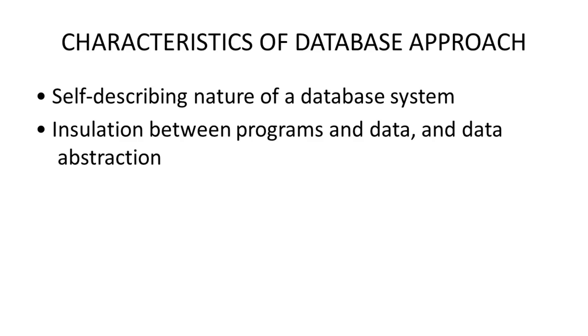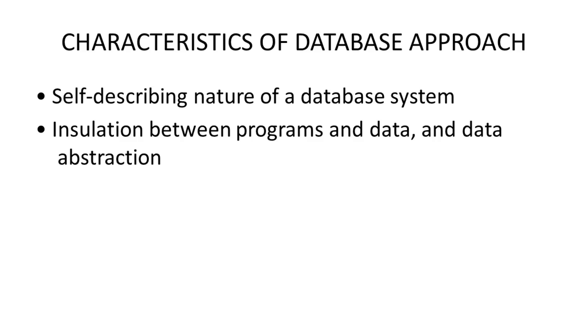The next one is data abstraction. Data abstraction means the database system provides a view of the data that is only the required view. It hides the unwanted details from the user. The data will be shown to the users only as required, and unwanted details of the storage will be hidden from the user.